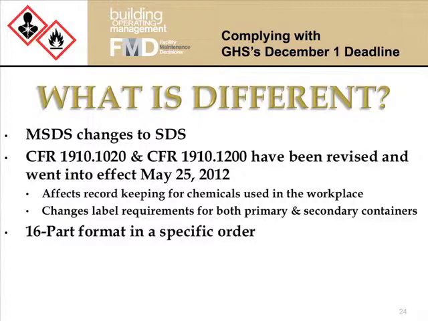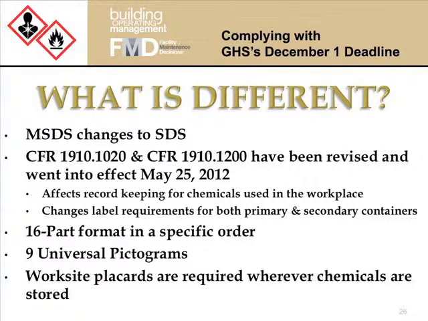So when you train, it's going to make it a whole lot easier for people to be able to see exactly where they need to go to find information that they need in a hurry. There are 9 universal pictograms, also an extremely helpful change to the standard. And worksite placards are required wherever chemicals are stored.